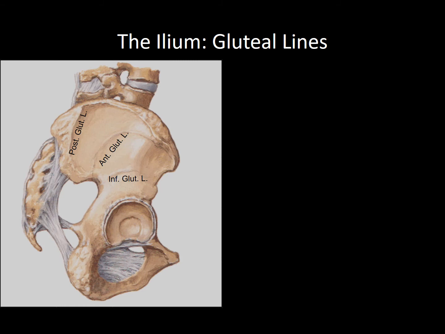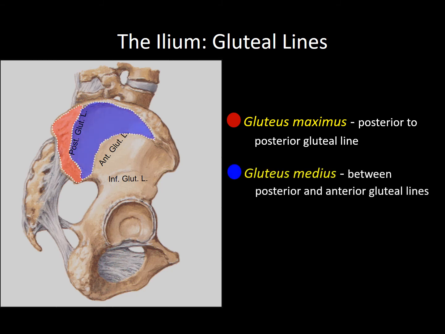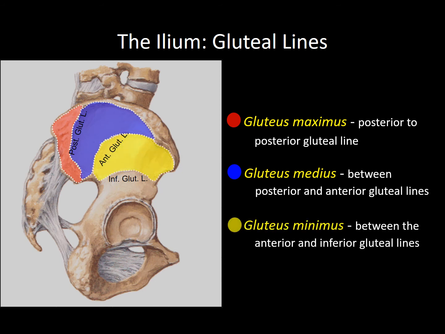So here's another look at these gluteal lines. The gluteus maximus actually attaches posterior to that posterior gluteal line. Medius is in between the posterior and anterior, and then minimus is in between the anterior and inferior gluteal lines. Now, just to remind you, the reason you've heard me talk about these before is these gluteus muscles are what keep your torso upright on your legs. So these are what are basically extending your hips, keeping your torso up.